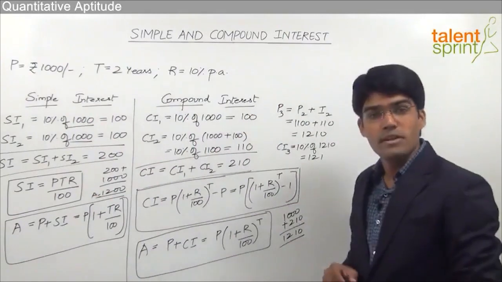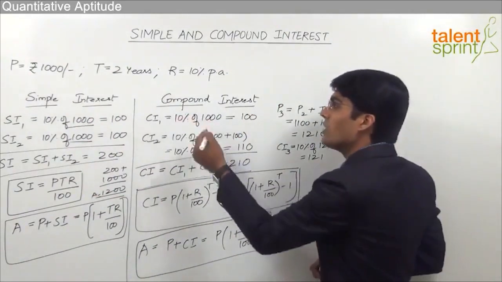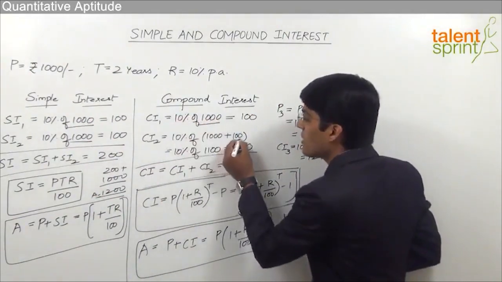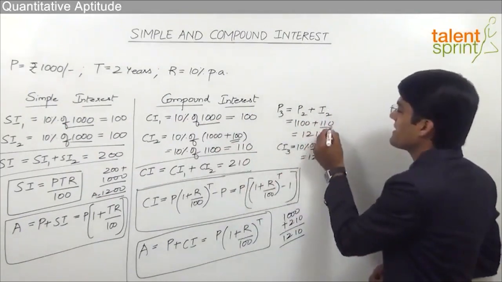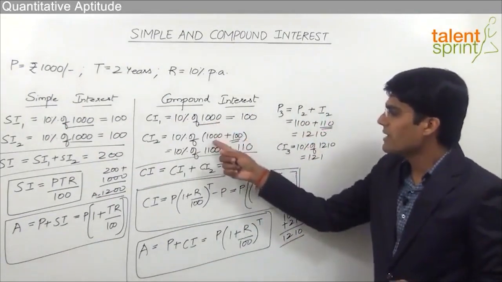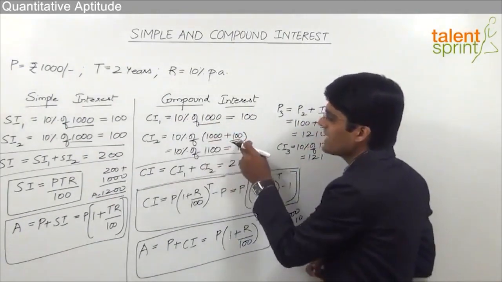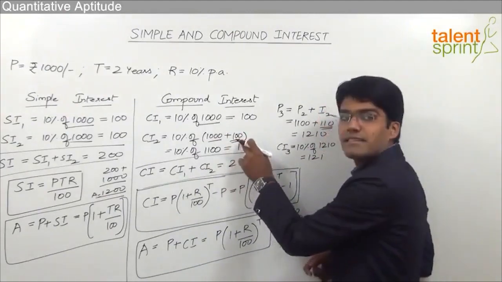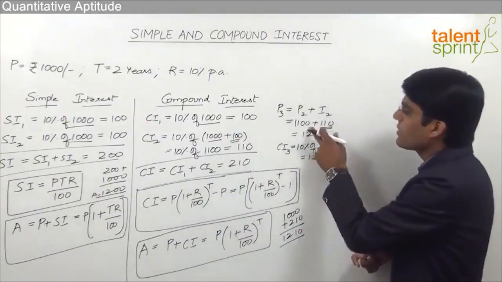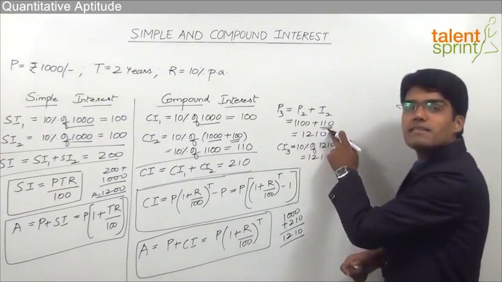Whereas in case of compound interest, the interest is earned not only on the principal but also on the interest of previous years. As you can see here, on principal we get interest, at the same time we get interest on the previous year's interest, that is 100 rupees. Here again we get interest not only on principal but on the previous year's interest.